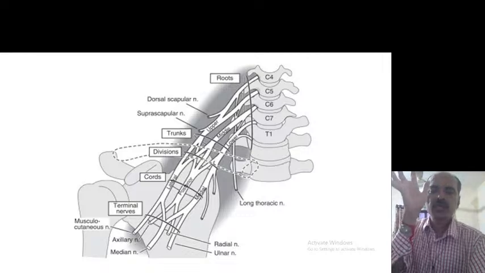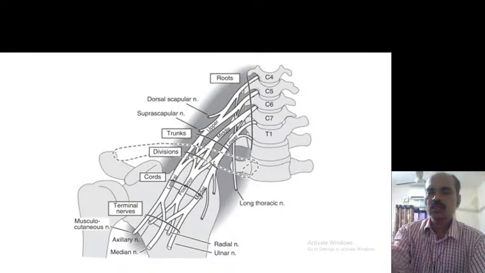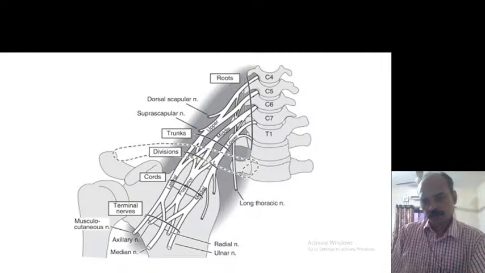So when the median nerve is damaged beyond the flexor retinaculum, they produce an ape-like thumb. The paralysis of the thumb will take place. Otherwise, this nerve is also known as the laborer's nerve because it supplies the major muscles of the forearm. So it is also known as the laborer's nerve. So remember this regarding the median nerve.